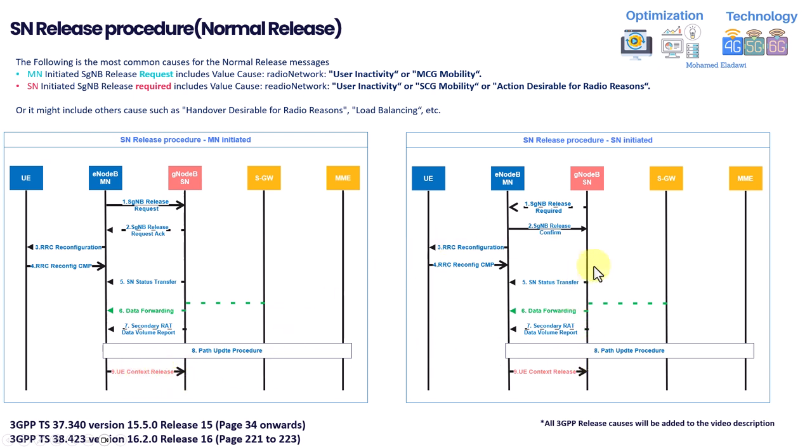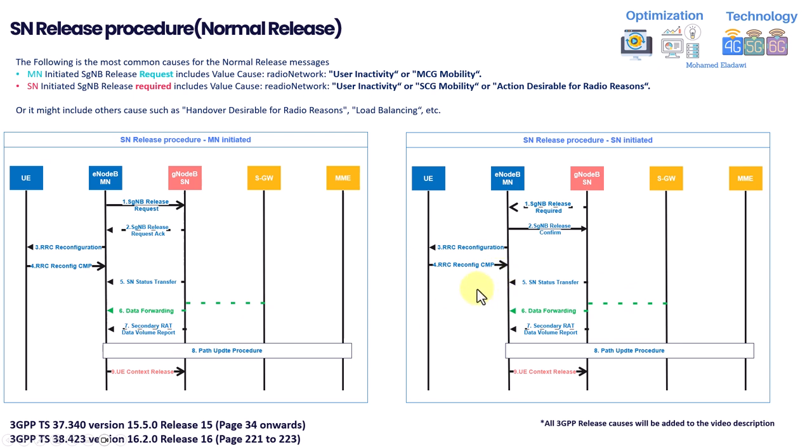Exactly the same idea here, but this time the release is coming from the gNode B. For example, here the gNode B sends a gNode B release required. Then the eNode B will say, okay, it's confirmed. Then after it's confirmed, it will forward the exact same information and go through exactly the same procedures.